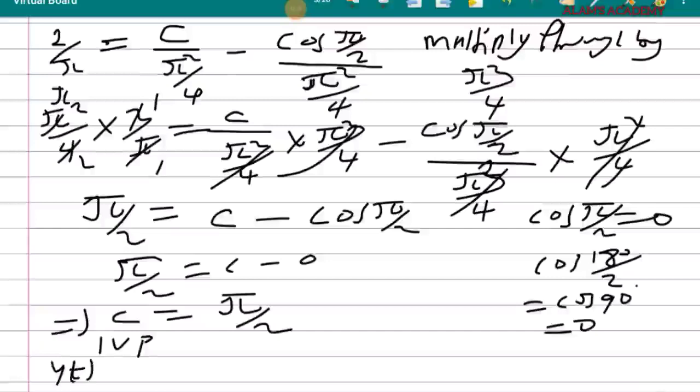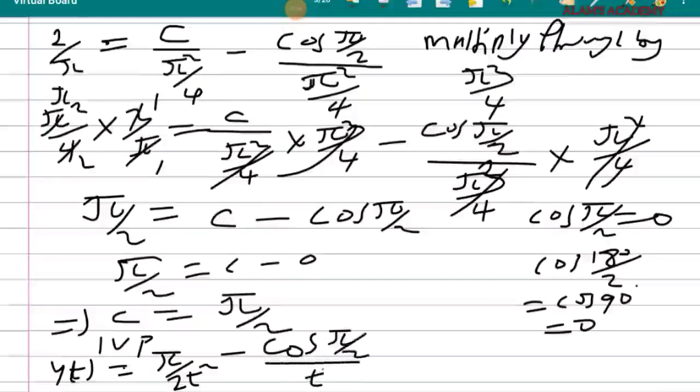Hence the IVP will be y of t equal to pi over 2t squared minus cos t over t squared. So we have replaced the c inside our question, and then the first part is solved. Write as required, students will like writing that one.